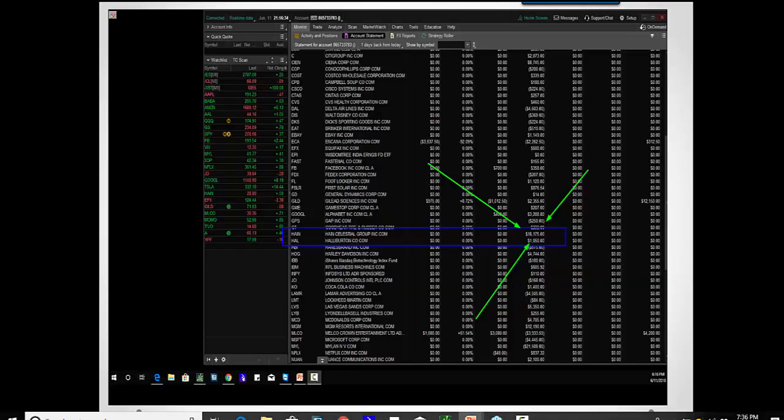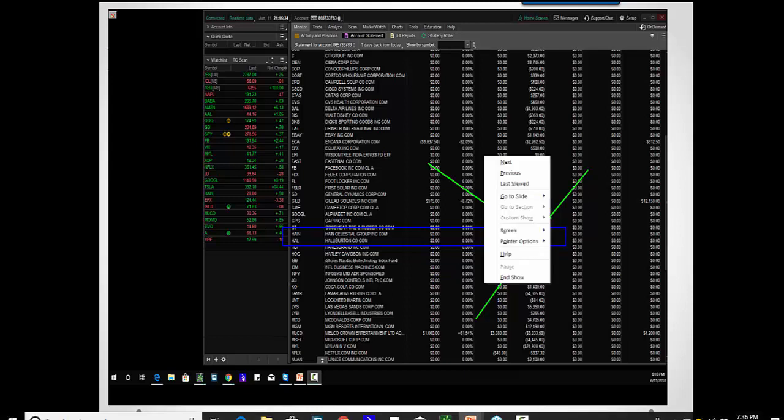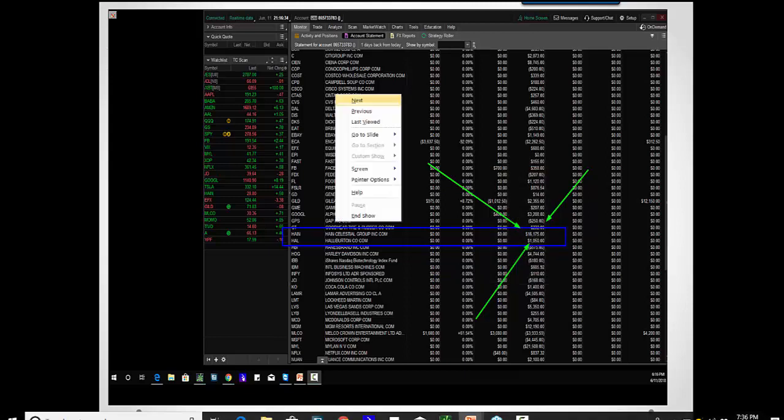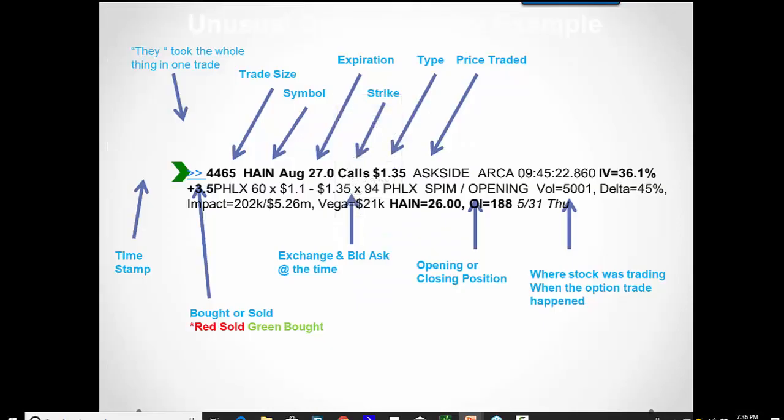Okay. Here's my P&L in Hain Celestial. You can see it here. I made $16,175. So we see here, this is the date, June 11th. Okay, so June 11th. Let's go back one slide. And this signal was on May 31st.